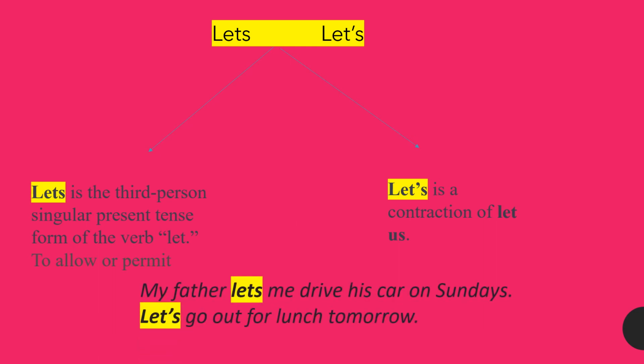My father lets me drive his car on Sundays. Means allows me, lets. Here, let's go out for lunch tomorrow. Let me read it in the other manner. Let us go out for lunch tomorrow. So, a very simple rule: with an apostrophe, with its and let's, means the word has been shortened. Not so easy to forget, I guess, isn't it?